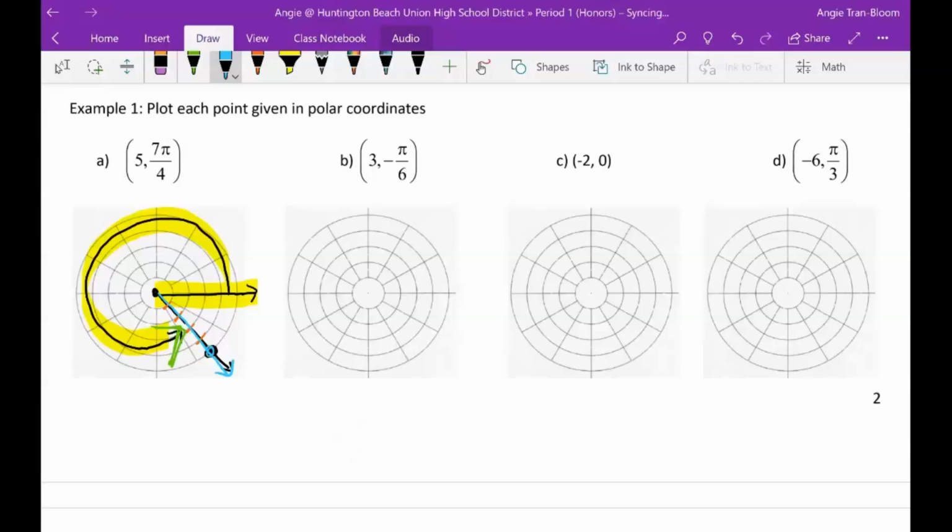Then you need to make your dots however many radius out that is. Okay, so all of those things are required. So let's move on to B.